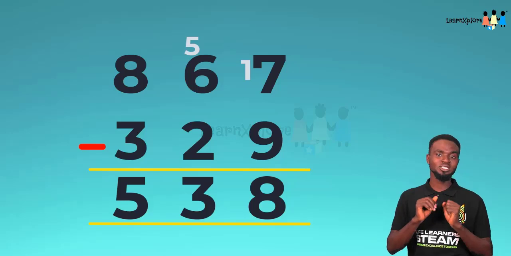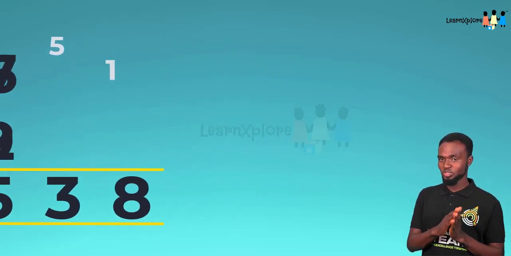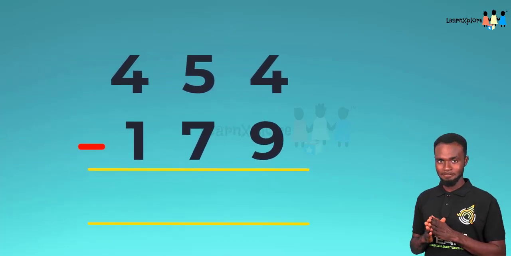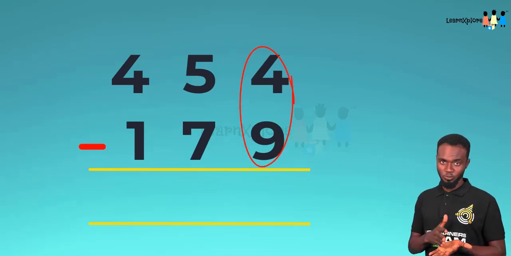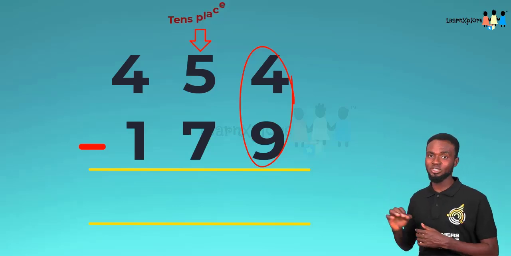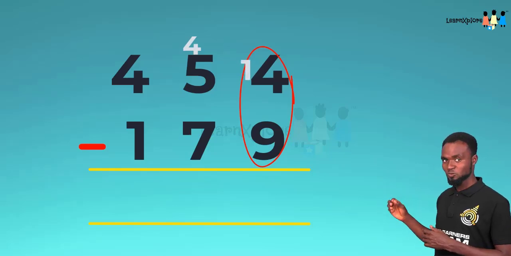Now there are other times you need to do this borrowing two times. This next example will help you do that. You have 454 minus 179. Now let's start from the ones place. Can you remove 9 from 4? No. So let's borrow from 5 and add to 4. If you remove 1 from 5, it becomes 4. Then you add that 1 to 4. In the ones place, it becomes 14.